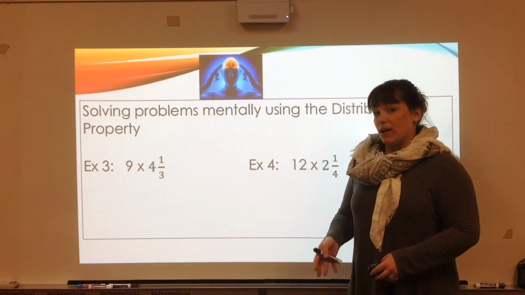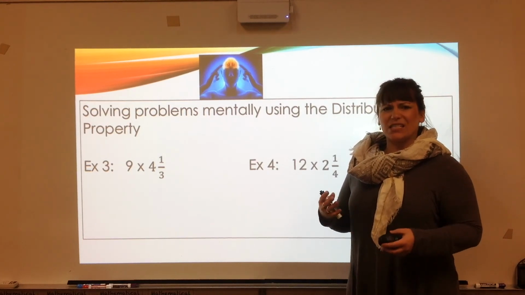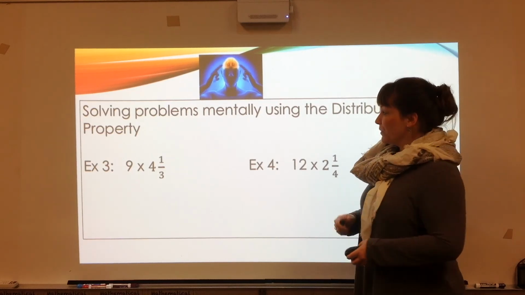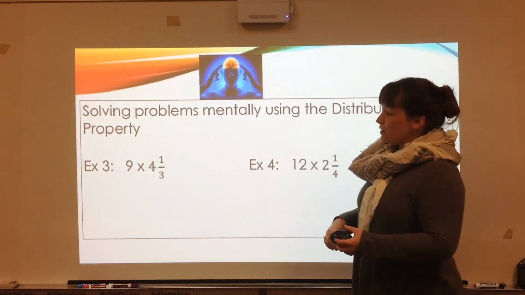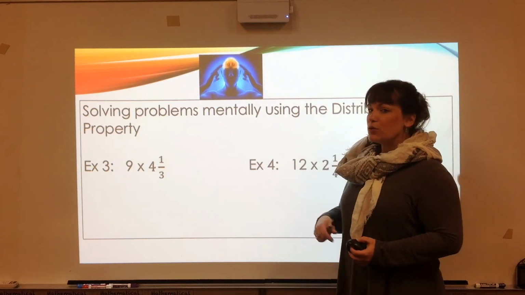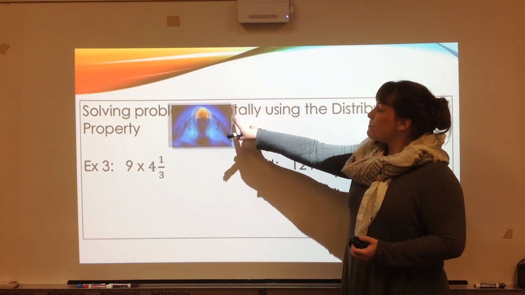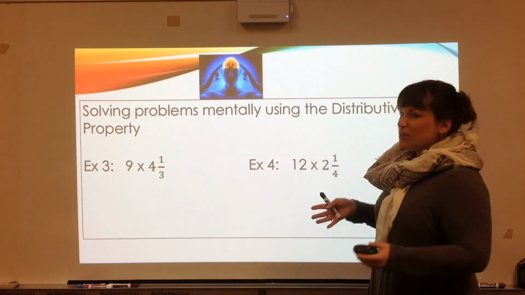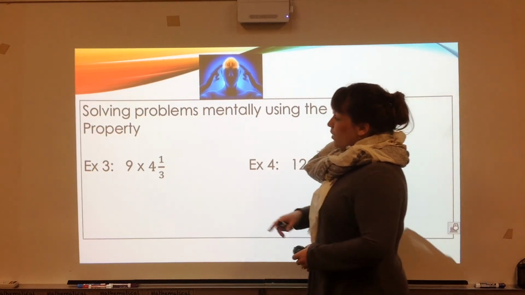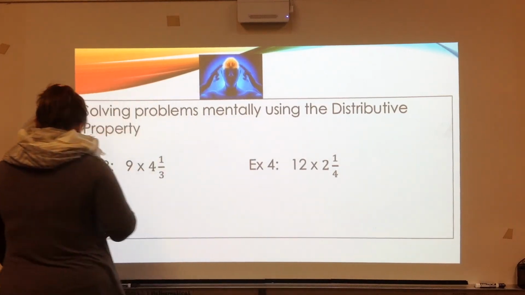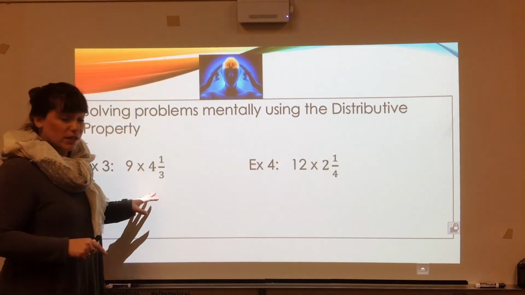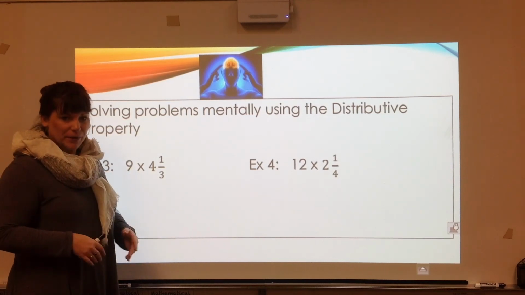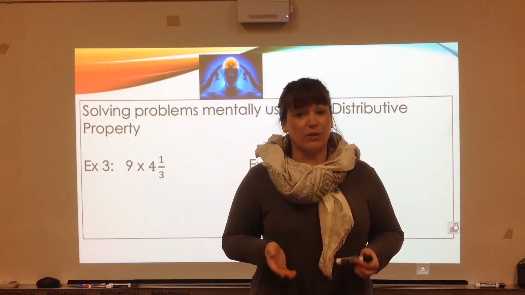The third box down is now going to force us to see why the distributive property could be useful when we're solving problems. And that's mainly because we can use the distributive property to mentally find answers easier. So let me show you how this works. You have a multiplication problem in example 3. We are taking a whole number and multiplying it by a mixed number. We know how to do that from chapter 4.